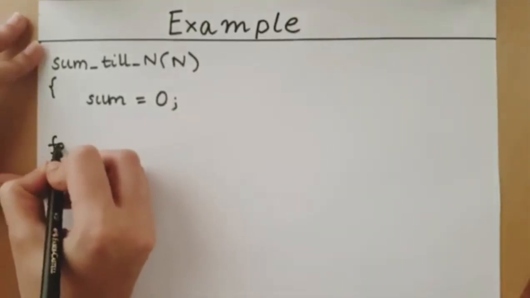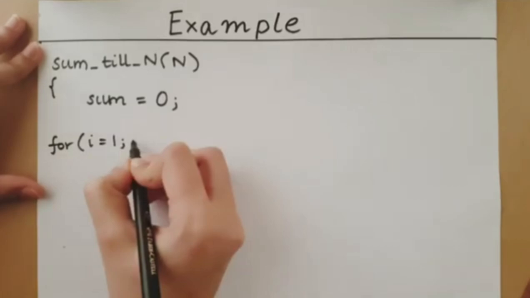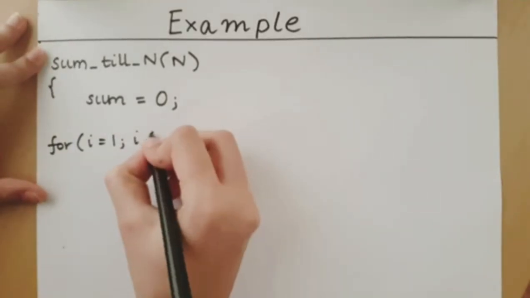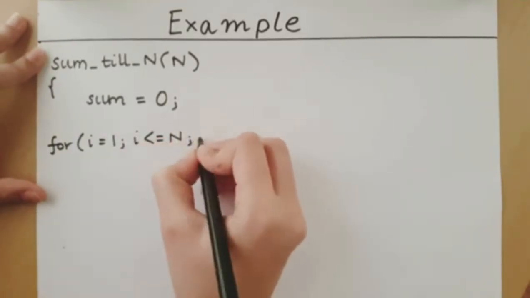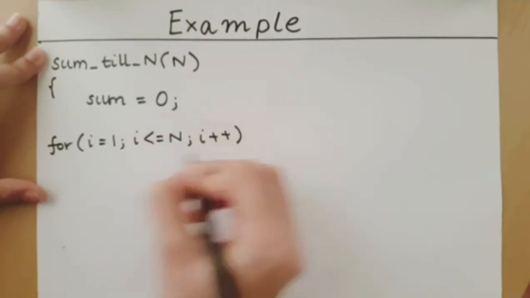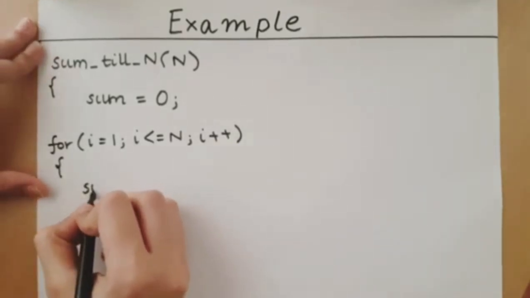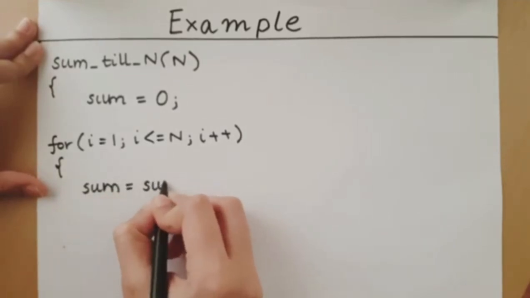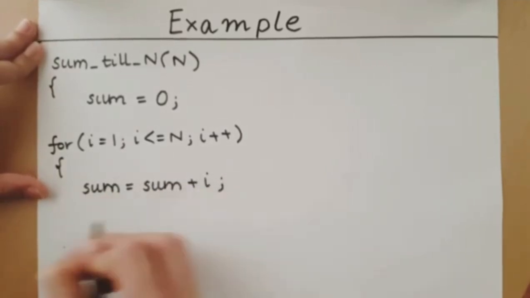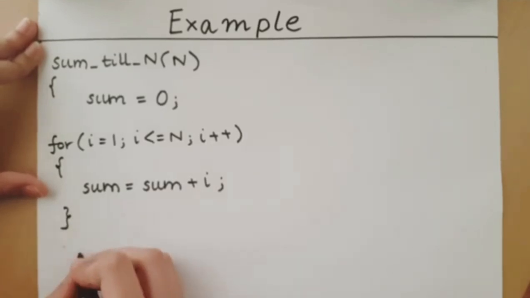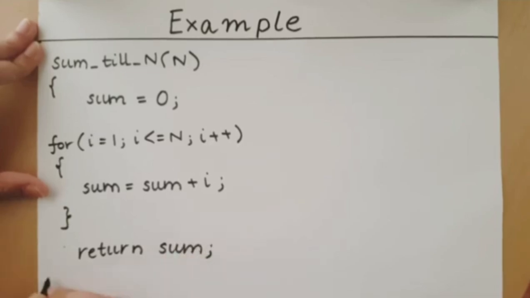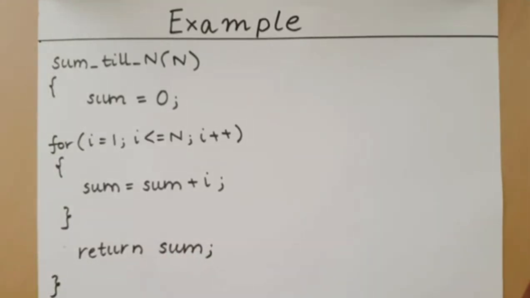Then I will have a for loop which runs from 1 till n, incrementing by 1 each time. Inside the for loop, I will calculate the sum. And once I'm done calculating the sum, I'll return the sum. Now that we have the algorithm, let's start to count the number of operations.